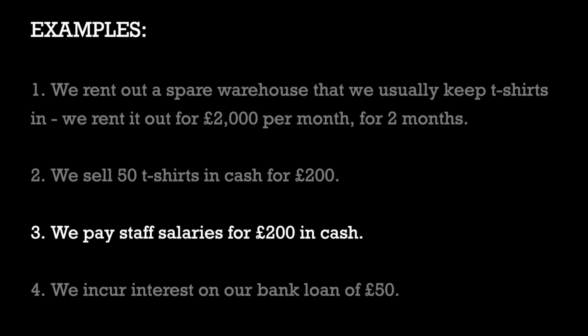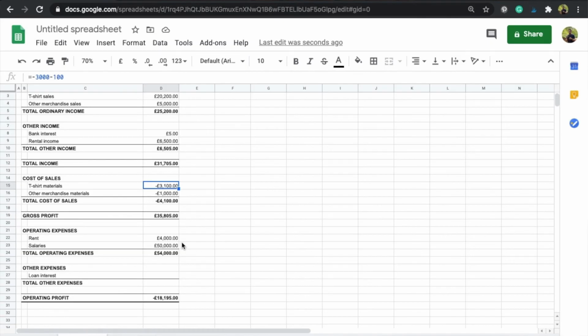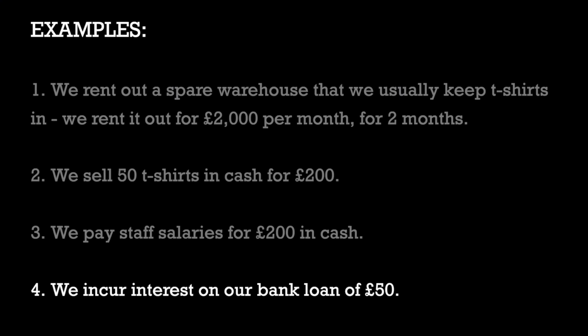The third entry is we pay staff salaries for £200. So our double entry is going to be credit our cash for £200, which is balance sheet, so it doesn't affect the profit and loss. And then we debit our salary expense code. So that would just simply be adding £200 to this.